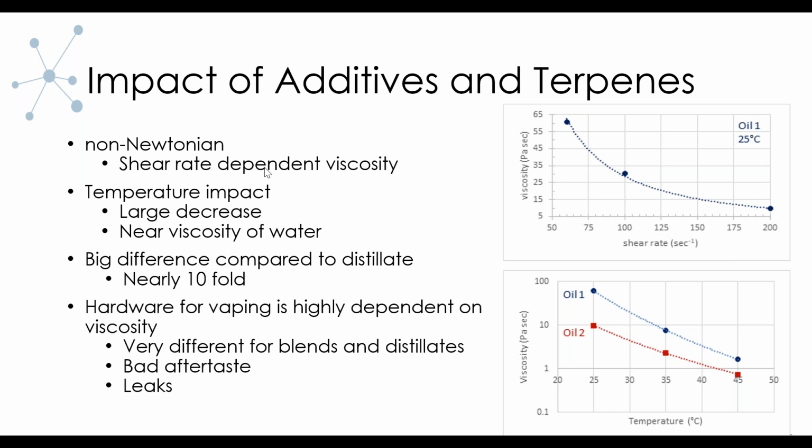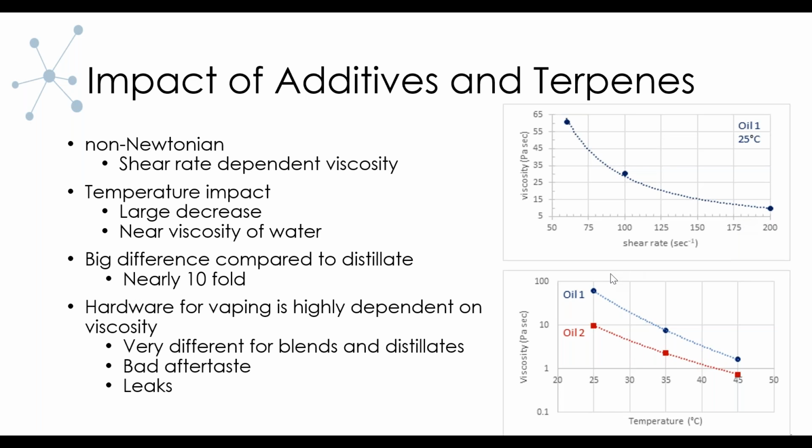Blends also exhibit non-Newtonian characteristics where shear rate influences viscosity. Temperature also has a large influence, and as the temperature is increasing, we see that viscosity begins to go lower and lower with increasing shear rate, nearly the viscosity of water.